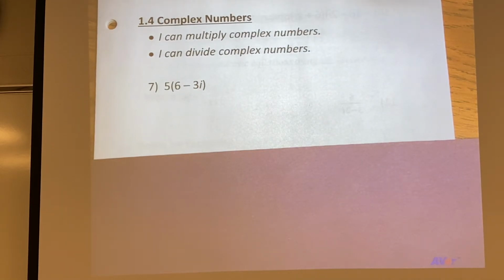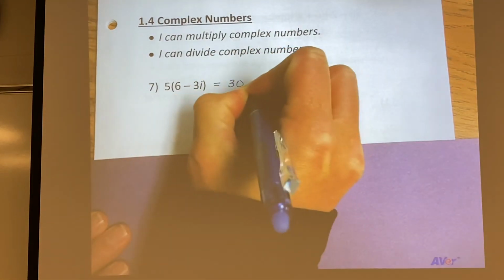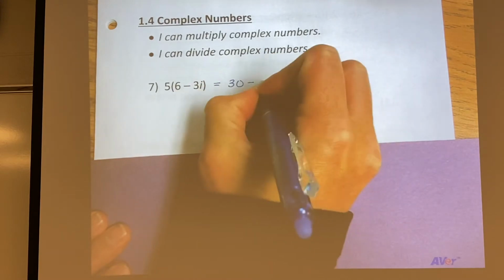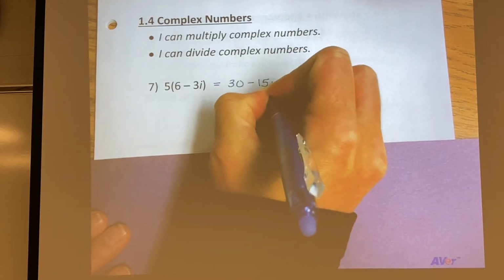Of 1.4, complex numbers. Still working with those imaginaries. Last time we simplified, added, and subtracted. Now we're going to multiply and divide. So if we have a situation where we have a number on the outside, we're going to distribute. 5 times 6 is 30, and then 5 times negative 3i is negative 15i.